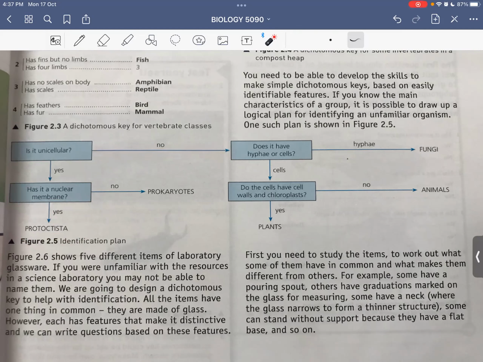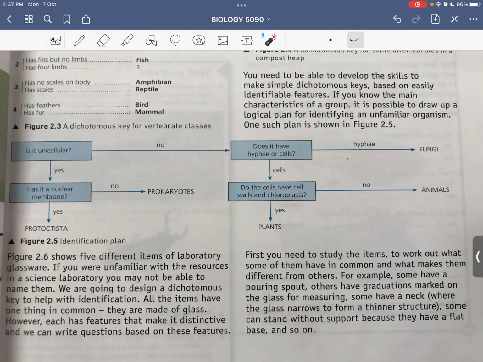ठीक है. फिर आपसे एक क्वेश्चन पूछा जाएगा, does it have a hypha or a cell? So if it has a hypha, of course it's a fungus. So then you stop over here. If it doesn't have a hypha and it has a cell, तो फिर हम एक और सवाल पूछेंगे, does it have a cell wall and chloroplast? If the answer is yes, it's a plant. If the answer is no, then it's an animal.